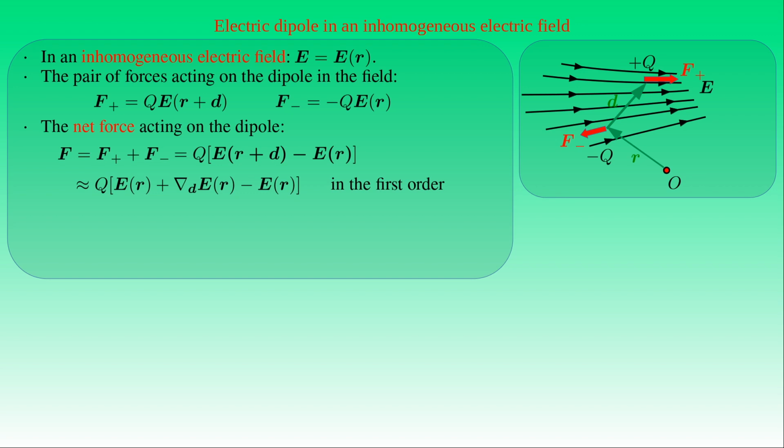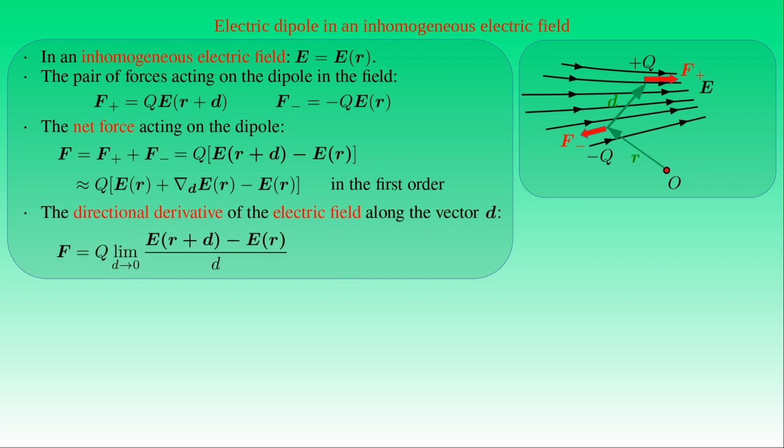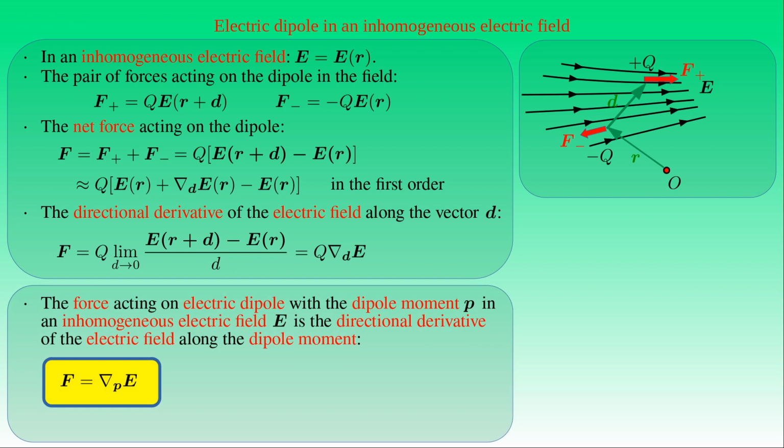If we assume that the distance D between the charges plus Q and minus Q is small compared to the distances over which the field varies, the limit of the ratio, or the rate of change of the electric field strength, will approximate the right-hand side as the distance D approaches 0. Then the net force F is equal to Q times the directional derivative of the vector field E along the displacement vector D. Since the dipole moment P is equal to Q times the vector D, the net force F acting on the dipole with the dipole moment P in an inhomogeneous electric field is given by the directional derivative of the electric field strength E along the dipole moment P.